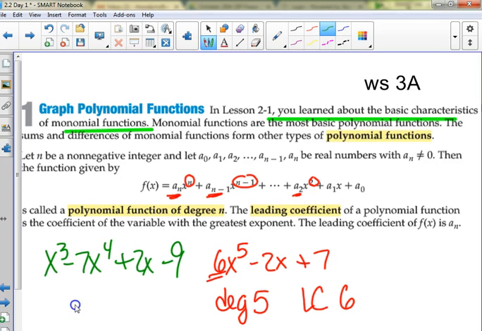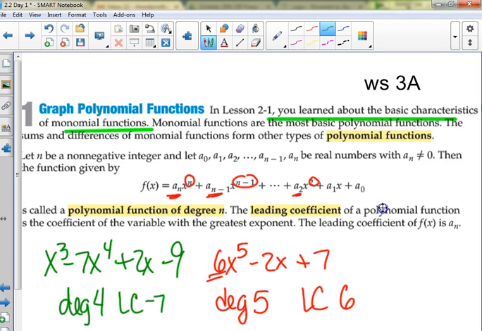If I write this, what degree is that? No one was tricked, okay? Degree 4, and the leading coefficient is, okay, if we wrote that in standard form, that would be much handier because then it would be out front, but don't be tricked.